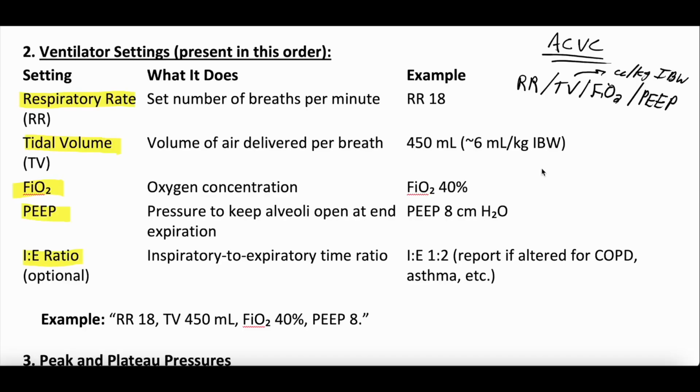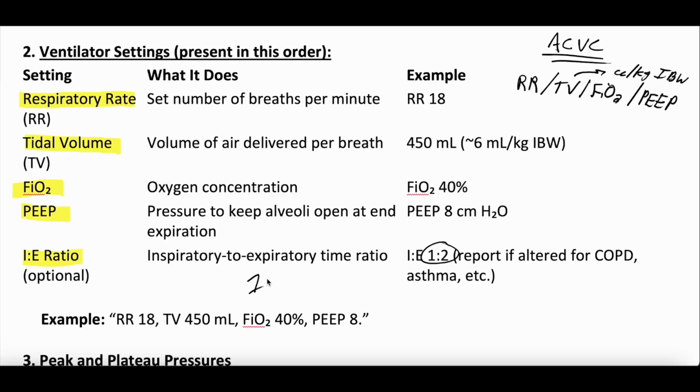So this might look like, patient X is on AC VC. Ventilator settings are 18, 450, which is about 6 cc's per kg of their ideal body weight, FiO2 40%, PEEP of 8. If someone has obstructive lung disease or kind of a deranged I to E ratio, normal being about 1 to 2, it is important to say that because these things can get lost track of sometimes.